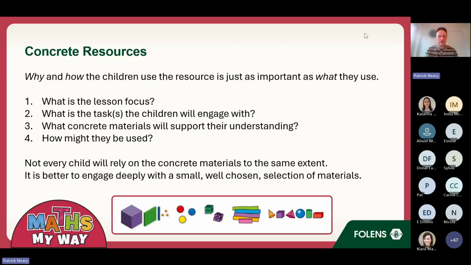Final message on concrete resources is that it's better to engage deeply with a small, well-chosen selection of materials than to have every concrete resource under the sun on your shelf. Keeping it simple, having counters, interlocking cubes, Dienes blocks, and paper for folding, they're really the essentials that come up again and again. But there are also lots of replacements, like lollipop sticks can be just as useful as cubes, and it's whatever works for you and what budget allows for.